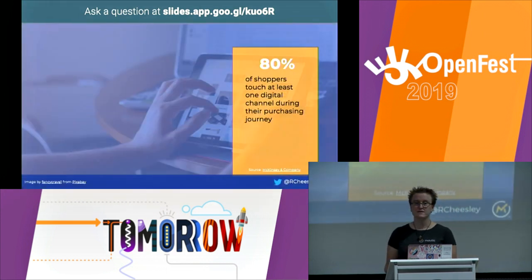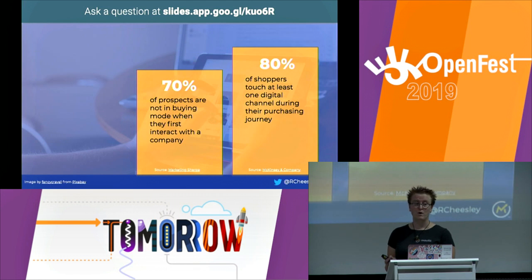And why does this matter? Well, it matters because 80% of people who are shopping, whether this is completely online or whether it's actually just a store where they're going to buy something, 80% of them will touch at least one digital channel when they're purchasing. So pretty much everyone, you can guarantee, is going to land on one of your digital channels. Most people nowadays will land on multiple.